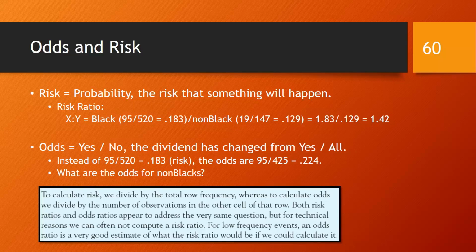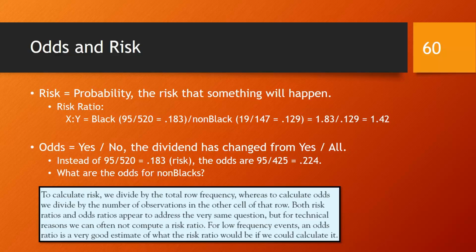Now let's talk about odds and risk. First, risk is the probability that something will happen. In our previous example, the risk that a black person would be sentenced to death was about 18%, or 95 divided by 520. The risk that a non-black defendant would receive the death sentence was about 13%, or 19 divided by 147. The risk ratio is the ratio of one risk and the other.